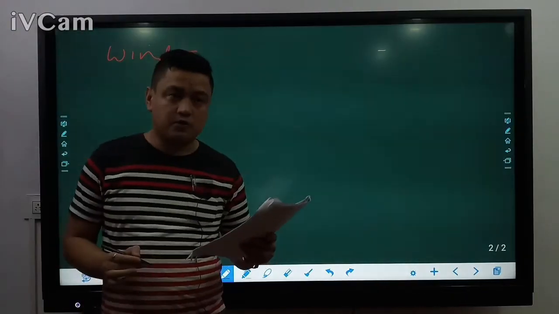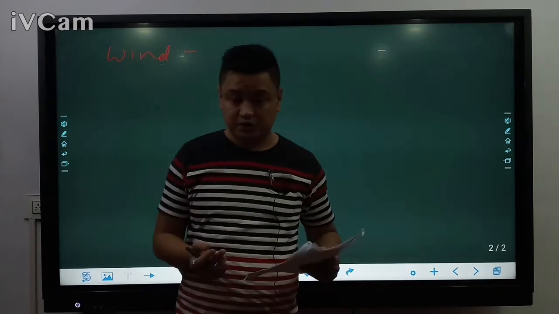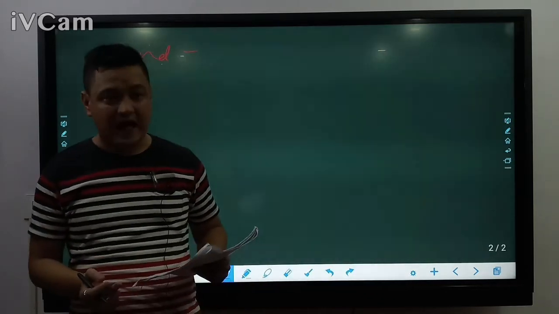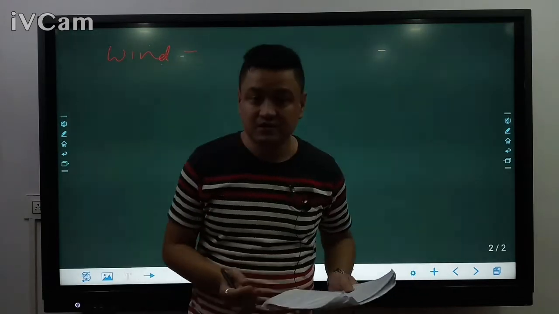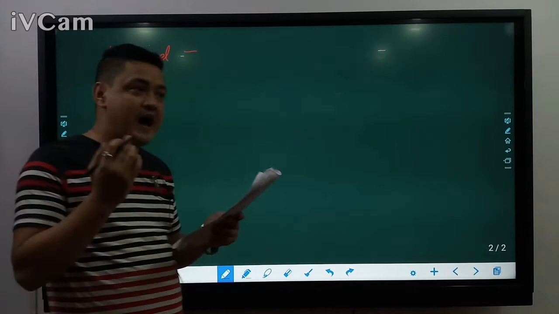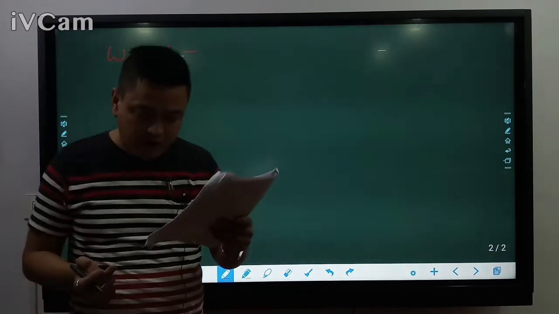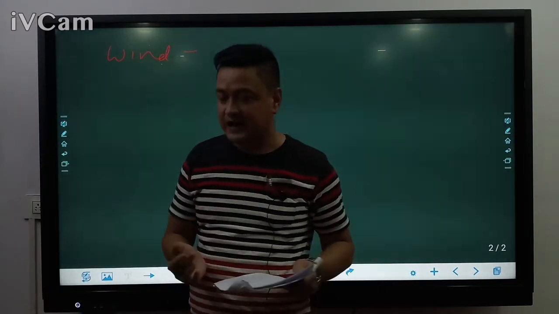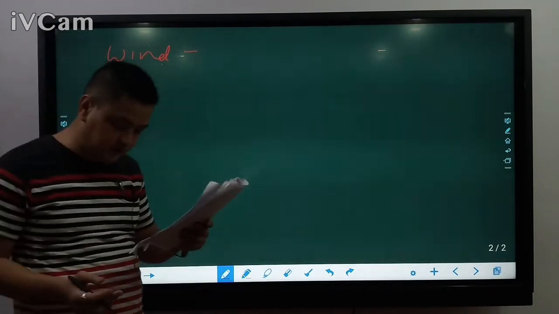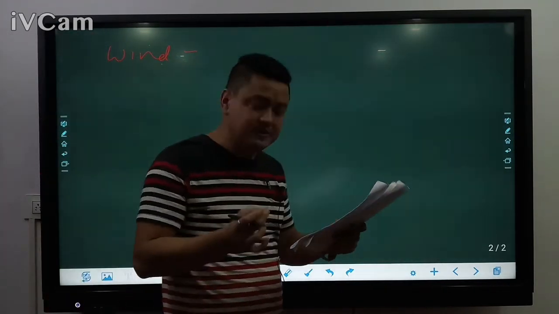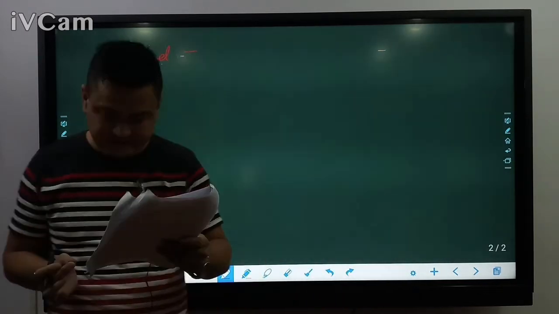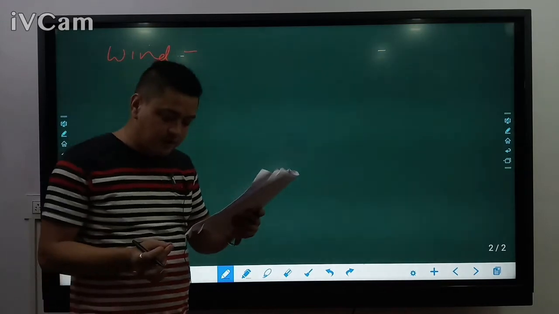Moving air is called wind. But when there is pressure, there is horizontal movement of air. That is called wind. And vertical movement of air, that is called current. Wind is guided by the distribution of atmospheric pressure. Now, what is atmospheric pressure? That I have already explained to you in the previous chapter, okay? Force exerted by air on Earth's surface. That is known as atmospheric pressure.